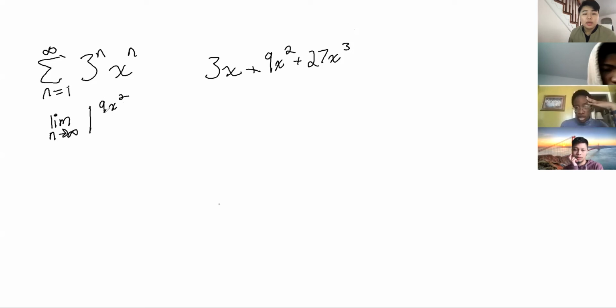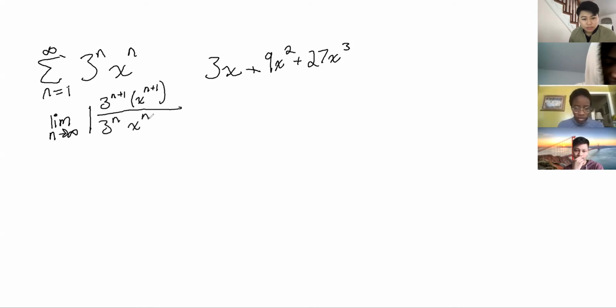It would be 3 to the n plus 1 times x to the n plus 1. You're using the base function. Okay, yeah, that makes sense. So 3 raised to the power n plus 1. Sorry, I don't have it in. No worries. 3 to the power n plus 1 times x to the n plus 1 is the same thing as 9x squared, over 3 to the n times x to the n. I don't know why it took me so long to figure that out.